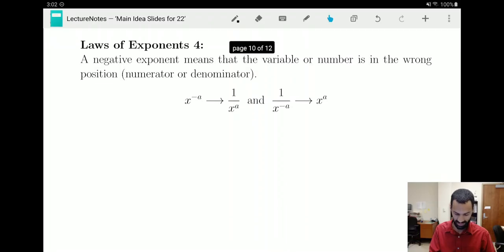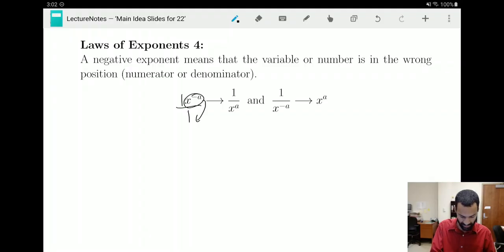Oh, look at that, another one of these exponent rules. So, a negative exponent means that the variable or number is in the wrong position. So, numerator or denominator. Okay, so here are the two examples of that. x raised to the negative a power is the same thing as 1 over x to the positive a power, right? Notice there's no fraction written right here, but again, it's understood that there's a 1, right? There's a 1 in the front and then there's a 1 in the denominator. Well, you could look at it as taking this and moving it down here, right? And making it positive. That's exactly what's going on. That negative just means it goes in the bottom.